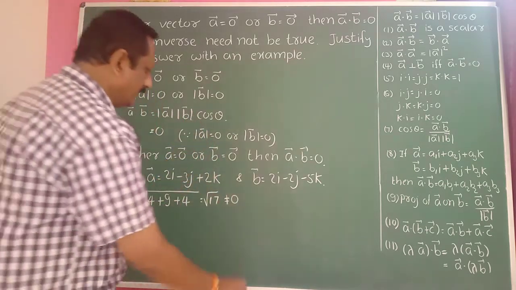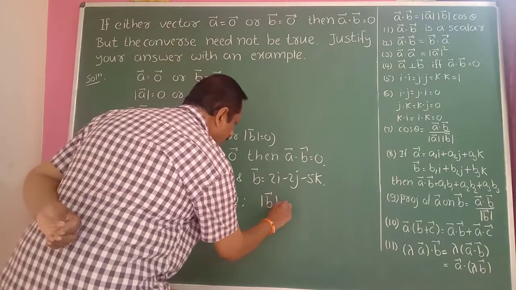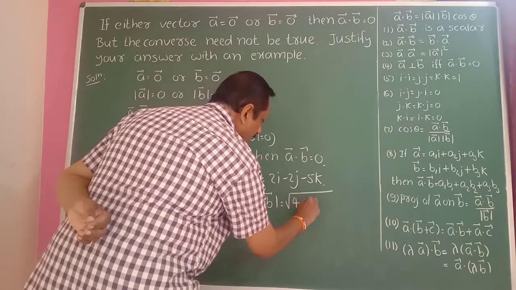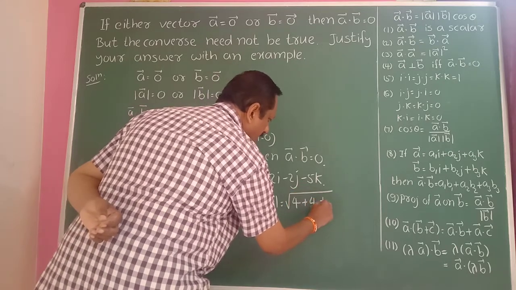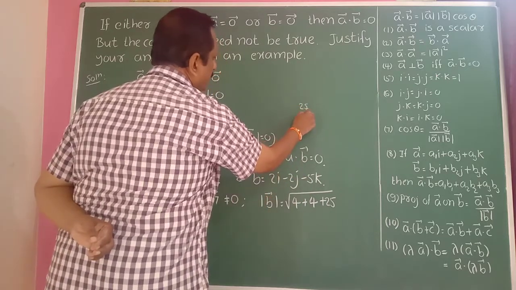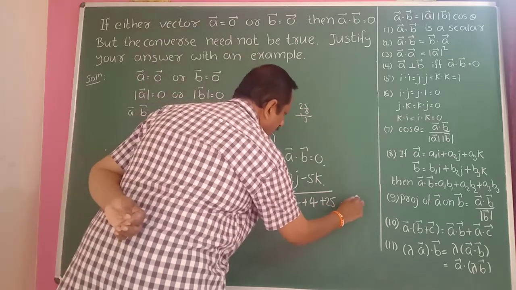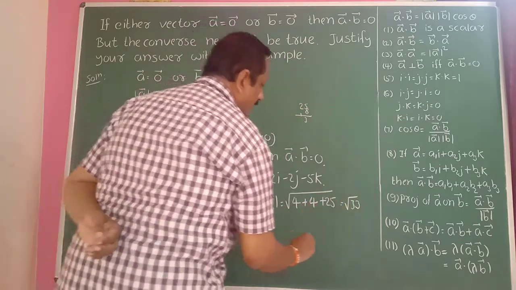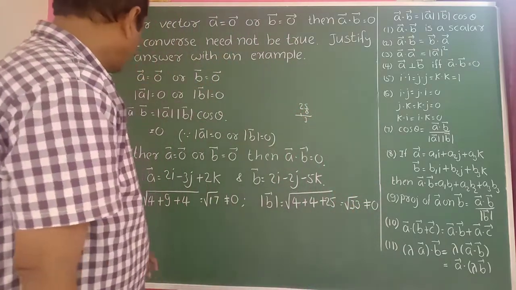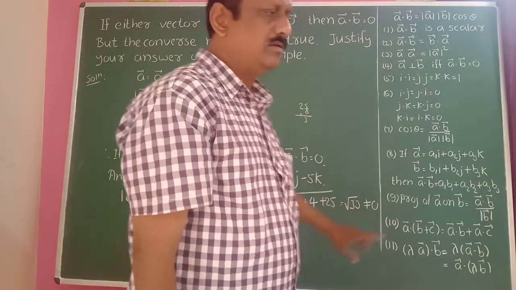Similarly, find the modulus of b bar. The modulus of the vector b bar is the root of 2 square, 4, minus 2 square, 4, and 5 square, 25. 4 plus 4, 8, 25 plus 8, 33. So it is root of 33. Then obviously this is not equal to 0. The modulus of a bar is not equal to 0, and the modulus of b bar is also not equal to 0.